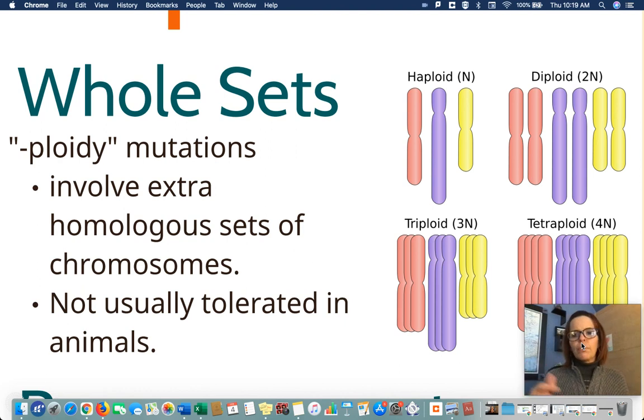When a species is triploid or polyploid, if they have a chromosome that's not functioning for whatever reason, they have other copies of that chromosome that they can rely on, that make them survive better or have better traits. Okay, so moving on.